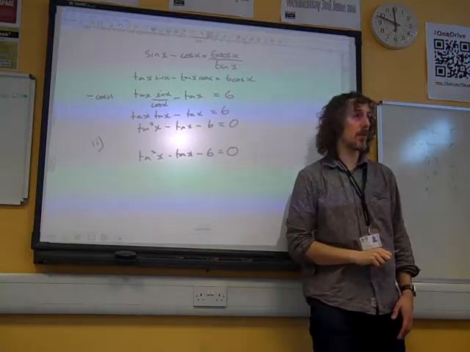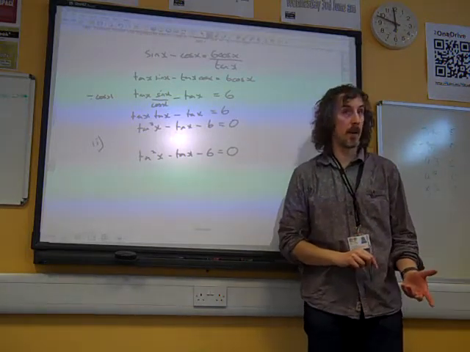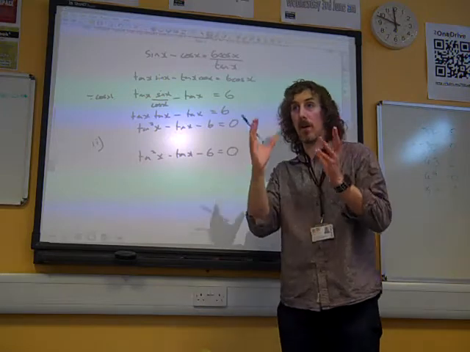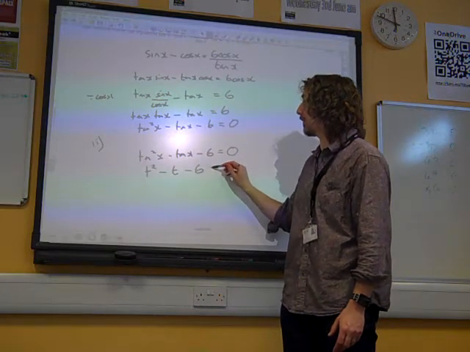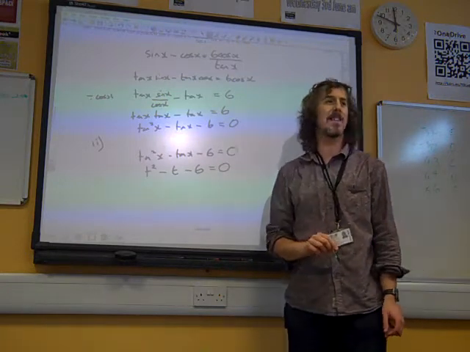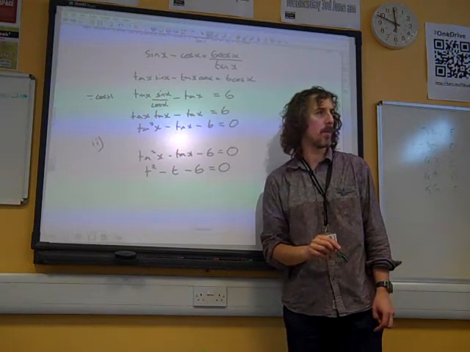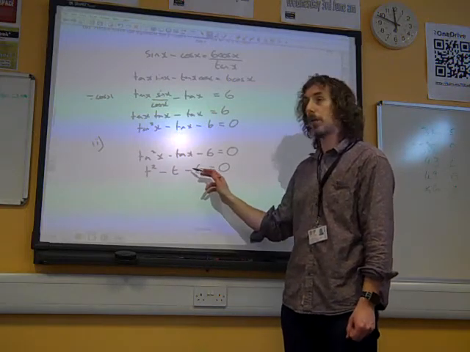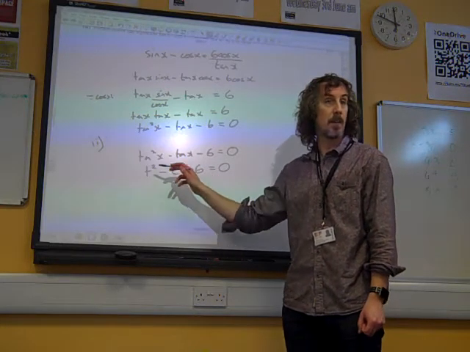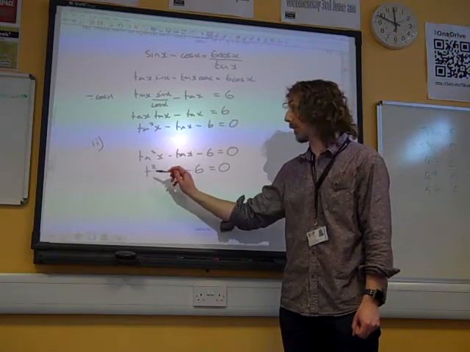It's up to you how you want to do this. You can go straight to factorising it, or you can imagine it written as t squared minus t minus 6 is 0, if that is easier for you to visualise what's going on. It's a quadratic to factorise. Two things that multiply to give negative 6 and add to give minus 1 must be minus 3 and plus 2.